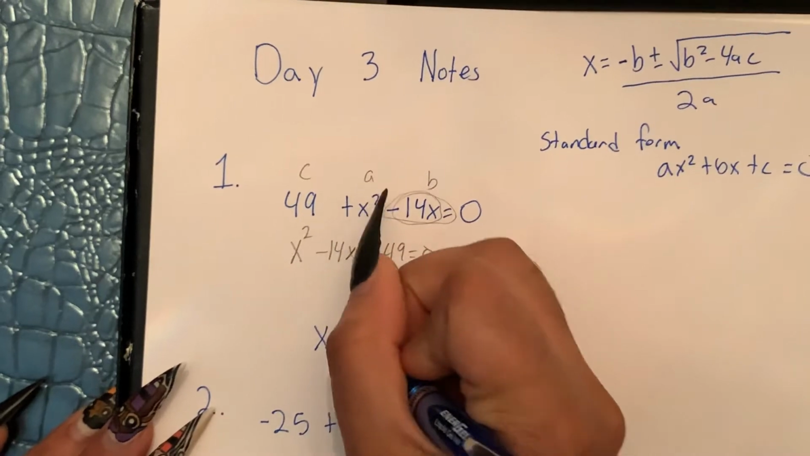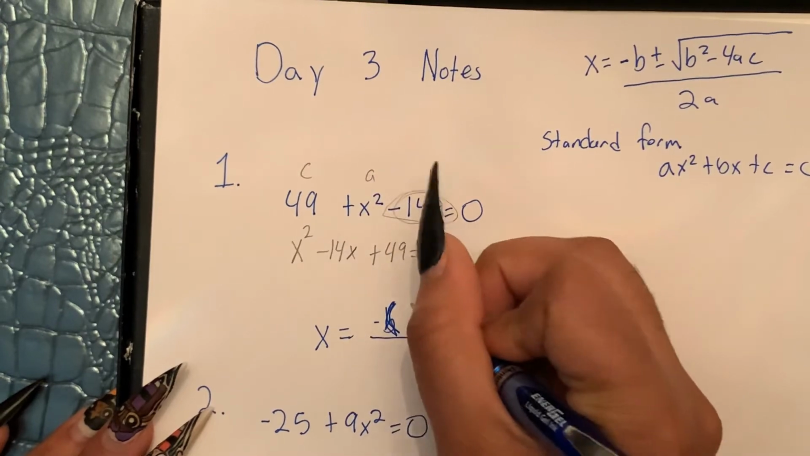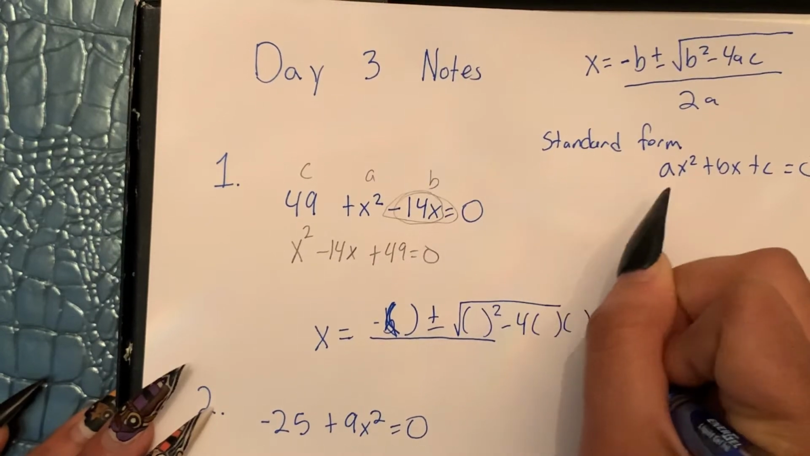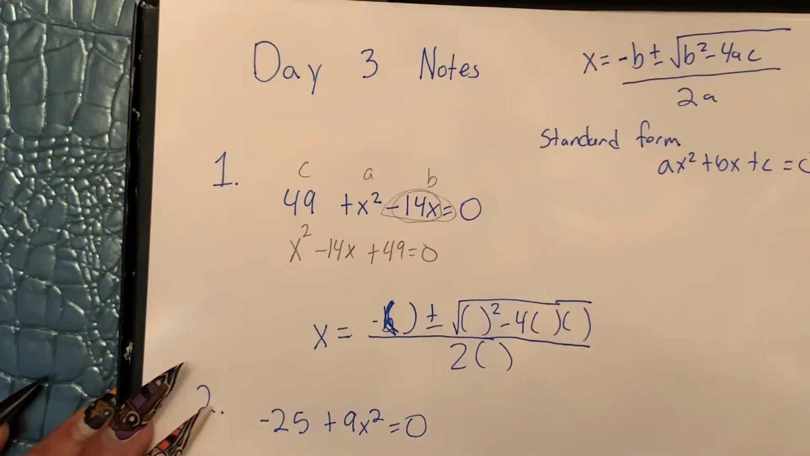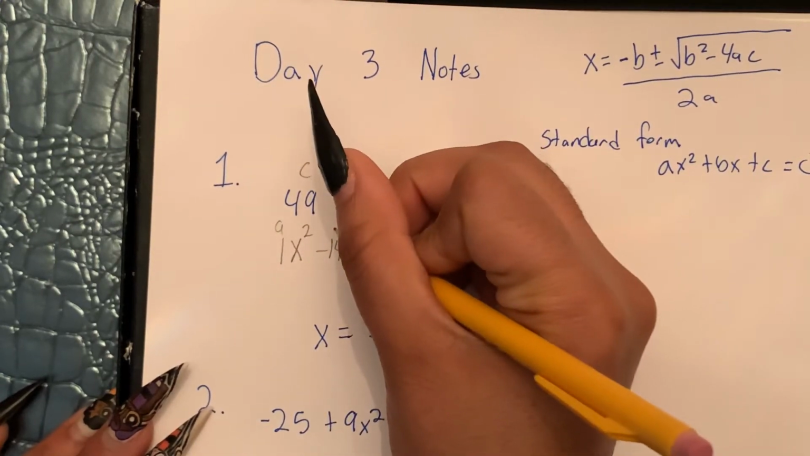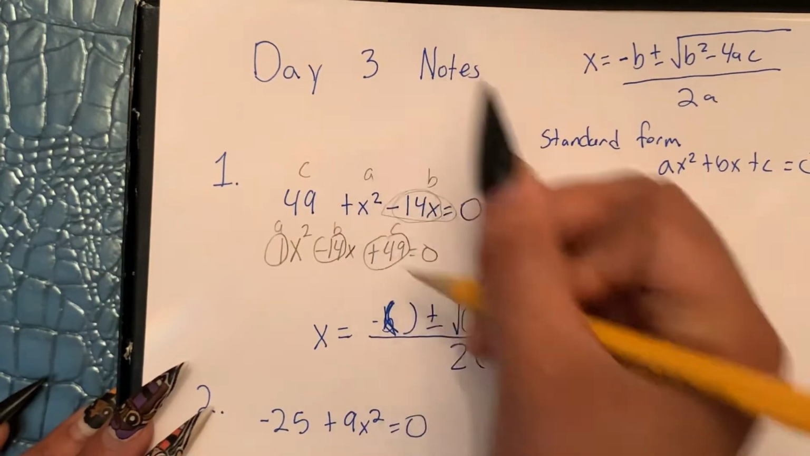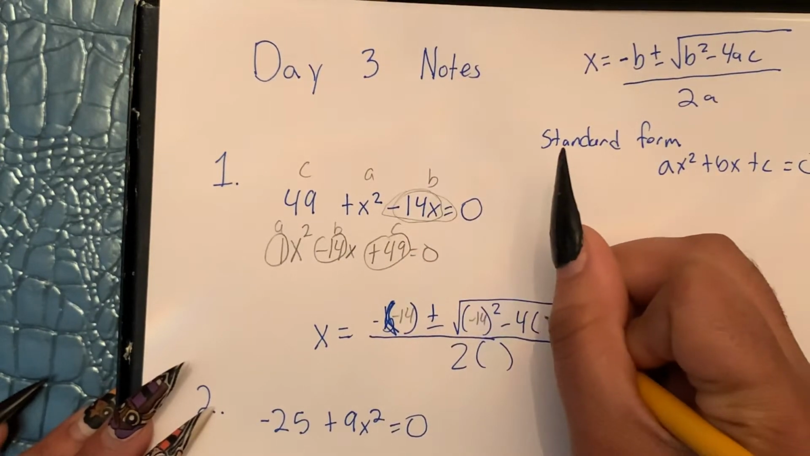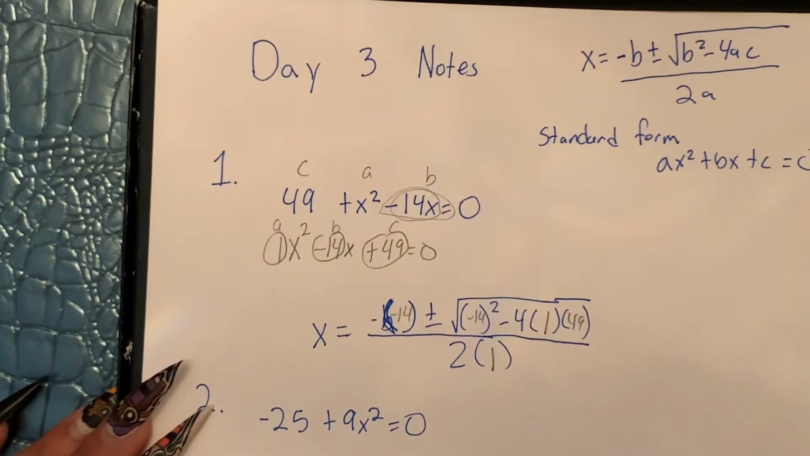Create your skeleton. Okay, so a is 1. B is negative 14. C is positive 49. So then type that into the calculator.